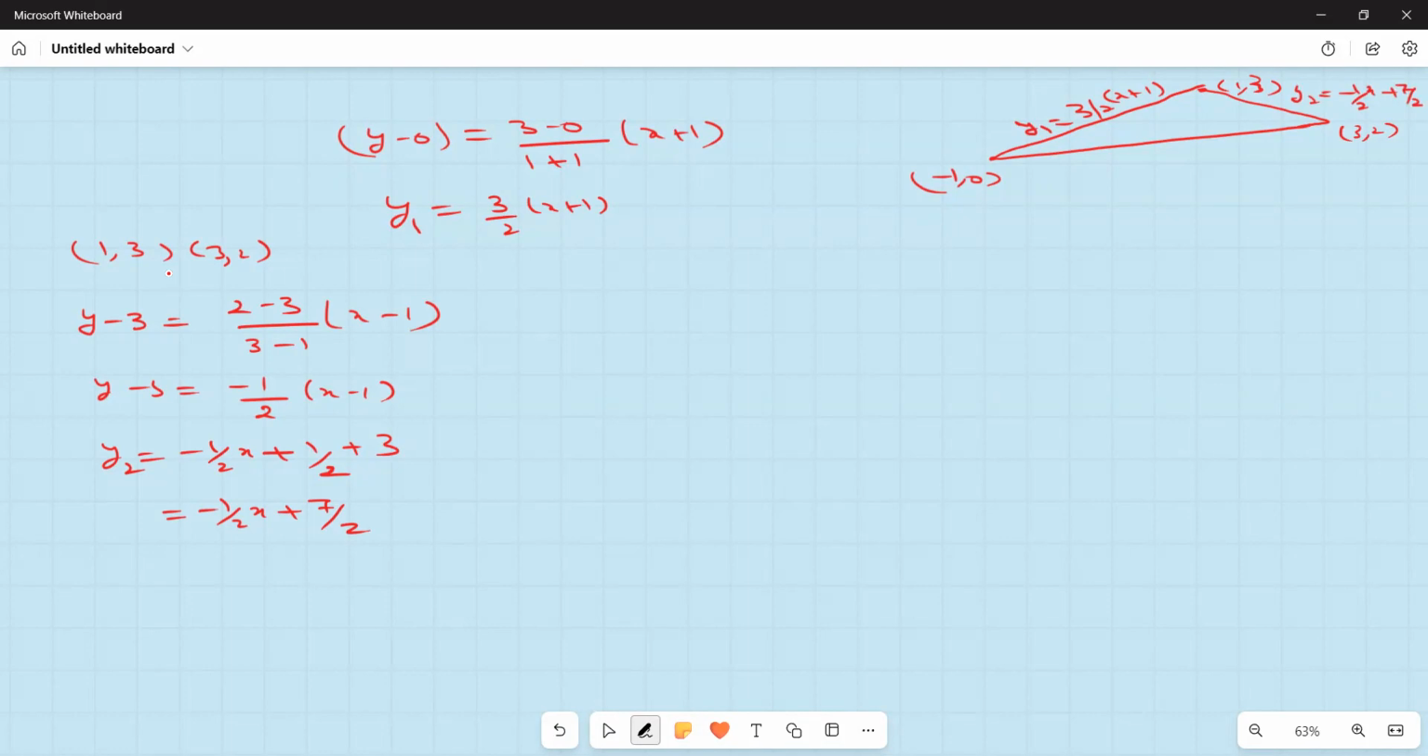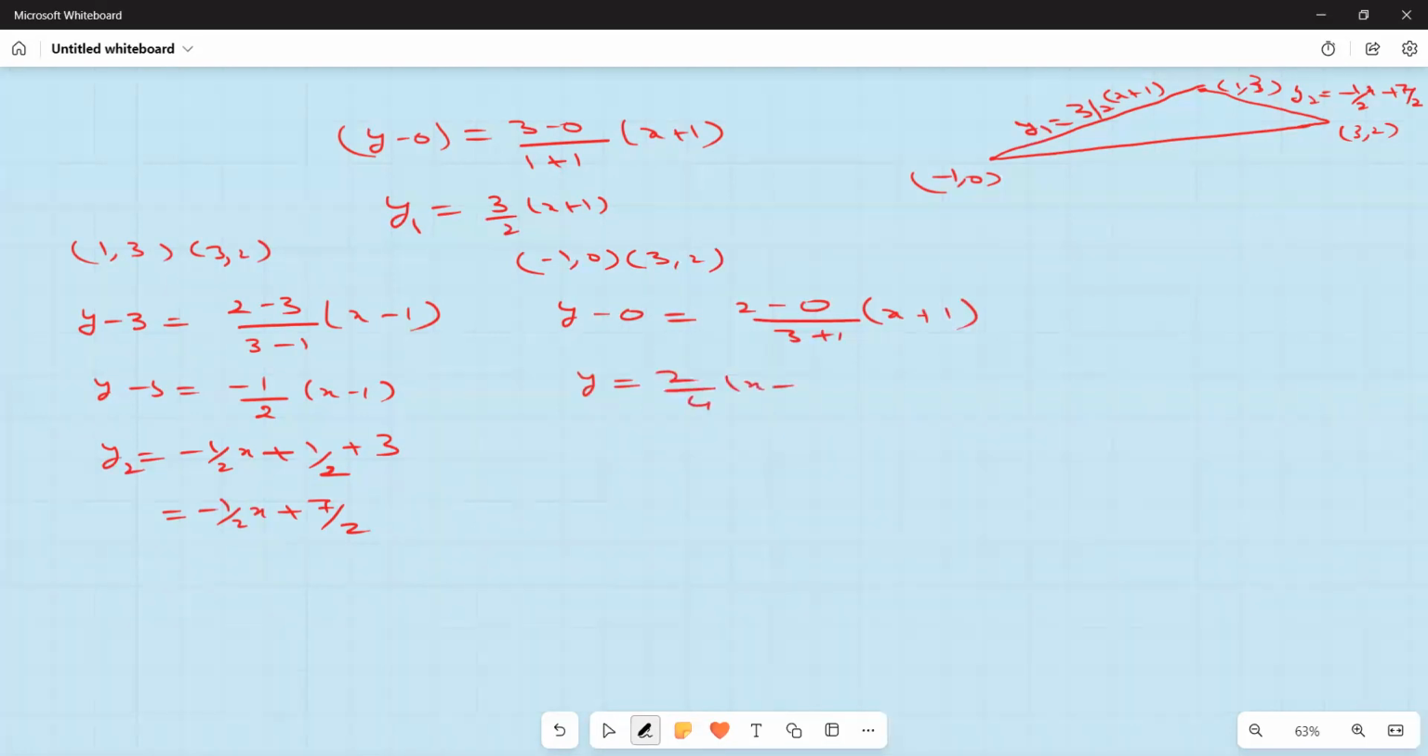Then find out the third equation, (minus 1, 0) and (3, 2). So y minus 0 is equal to (2 minus 0) upon (3 plus 1) into (x plus 1). So that is y is equal to 2 by 4 into (x plus 1). So this is 1 by 2 (x plus 1). This y3 I am taking as half x plus 1. Right? So these equations we have found.